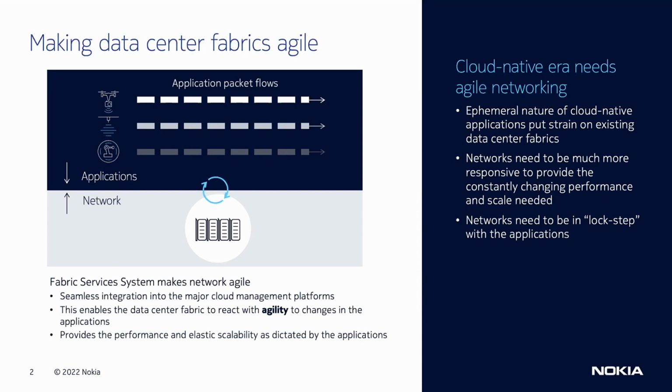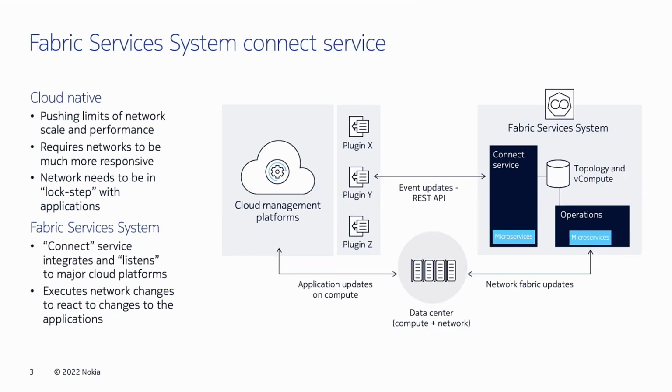And the Fabric Services System makes that network agile. We bring in an integration with cloud management systems across the major ones like OpenStack, OpenShift, Kubernetes, VMware, vSphere. All of those we can support and more in the future as well, obviously. And we react to the changes in those cloud management systems and make sure that there is a performant and elastic configuration in that Fabric. And to do that, we have introduced a Connect service.